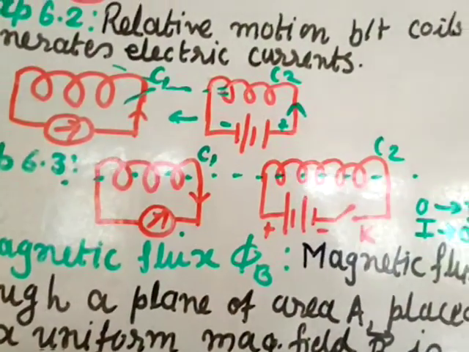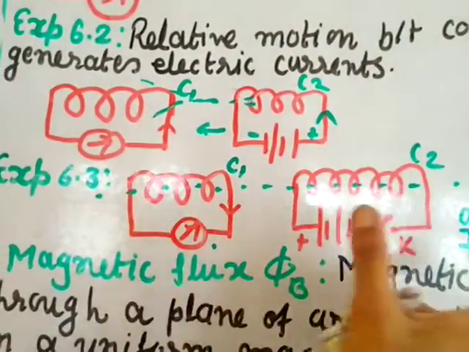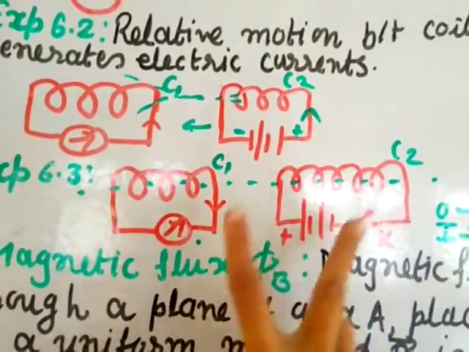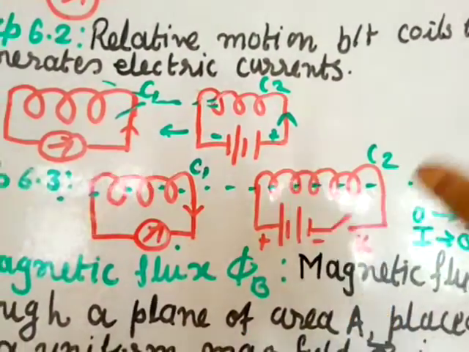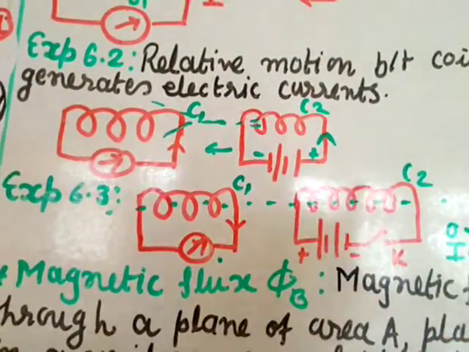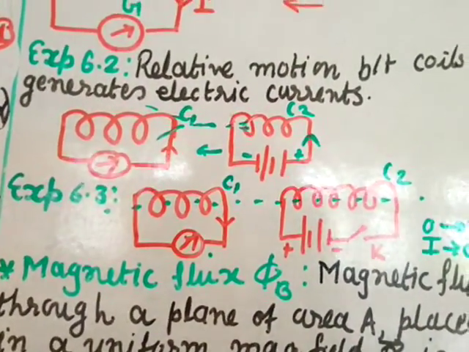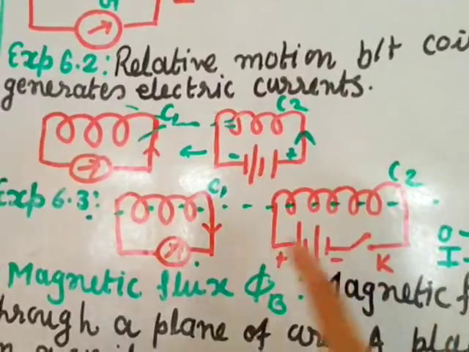This time they were not moving either coil. They kept both coils stationary, and only the key was opened and closed. So they found that it is not relative motion, but the change in magnetic flux which gives the current in the coil.